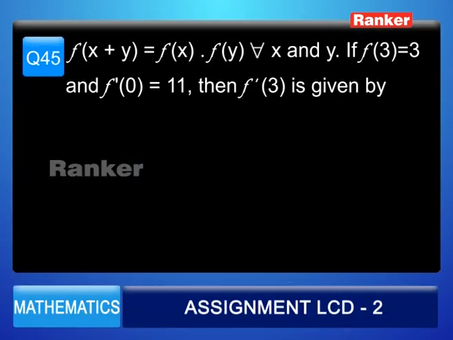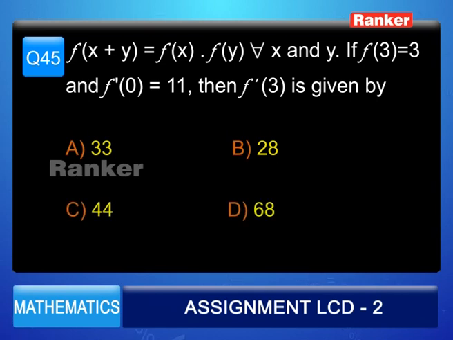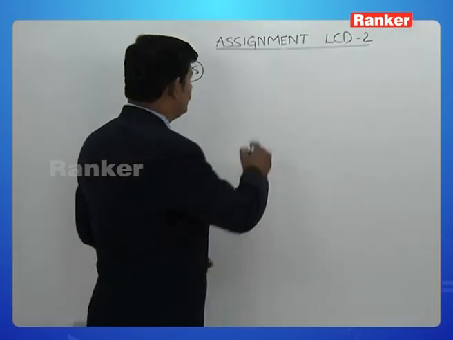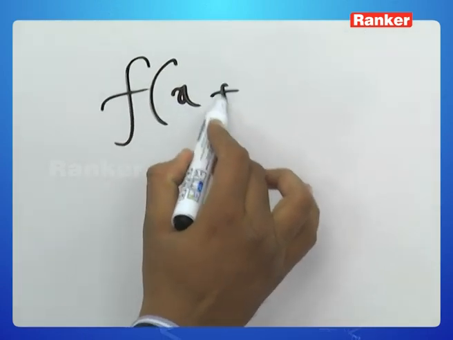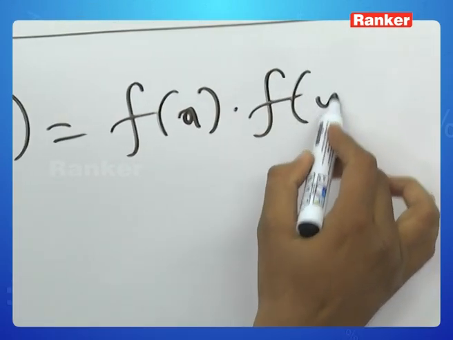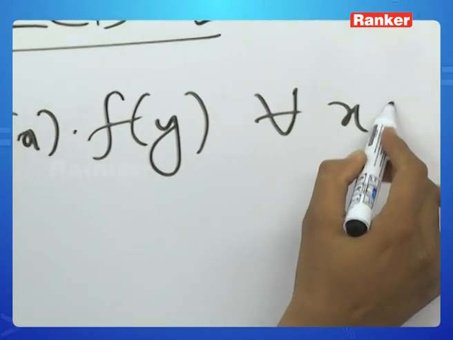Next question, f of x plus y is equal to f of x into f of y for all x, y belonging to R. If f of 3 is 3 and f dash 0 is 11, then find the value of f dash of 3. In this question, we are given a functional relation f of x plus y is equal to f of x into f of y for all x, y belonging to R.